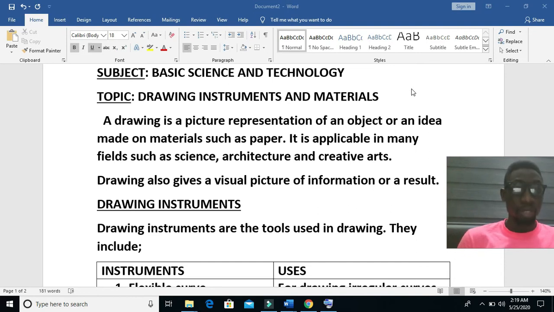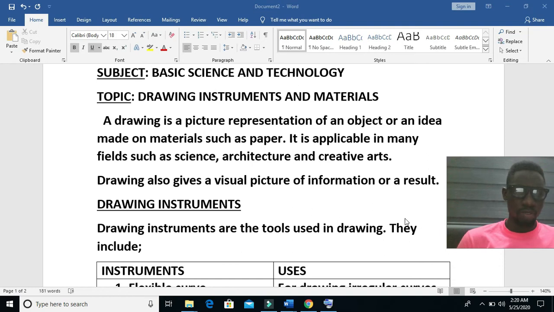Drawing also gives a visual picture of information or a result. A good example of this is, for example, when you go to a public place, for example, a cinema or a mall, and you want to ease yourself. When you approach the toilet, mere seeing a picture of a male on the door tells you that this particular toilet belongs to a male. Mere seeing a picture of a female, probably with a dress, on the door tells you that the particular toilet belongs to females. So drawing also gives a visual picture of information. It can be used for communication as well.